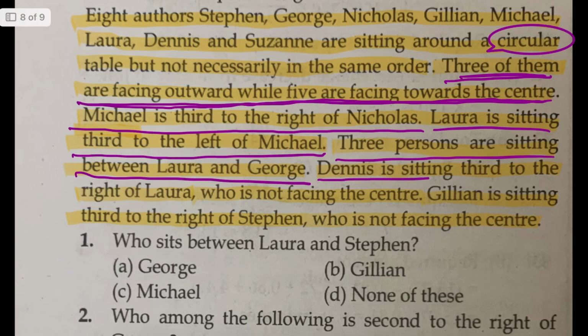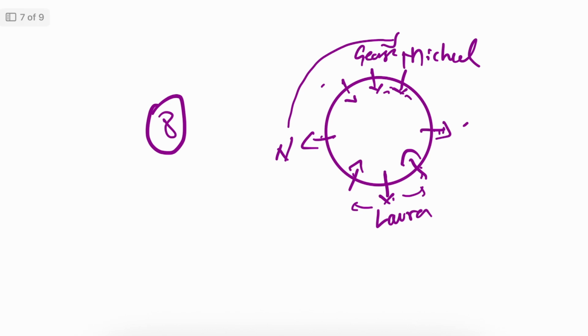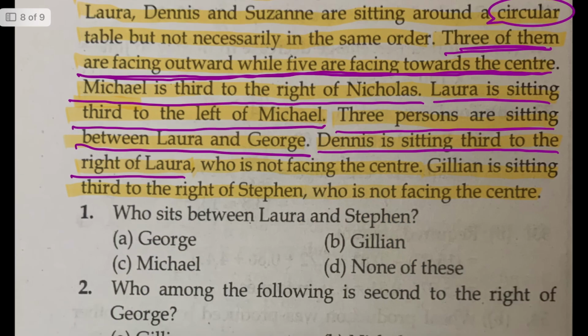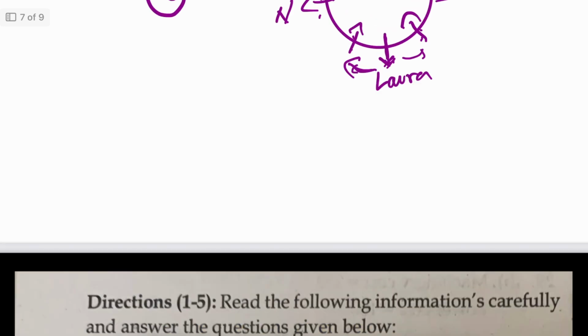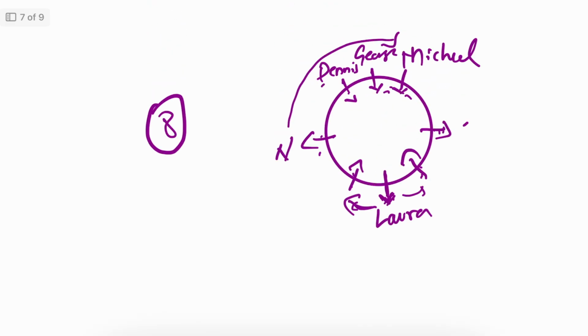Then Dennis is sitting third to the right of Laura. So Laura is facing outwards, so her right will be this side. Third to the right of Laura, 1, 2, 3. So here Dennis will be sitting. Okay. Then Laura is not facing the center, so obviously she is outside. So we'll need to point the outside arrow.